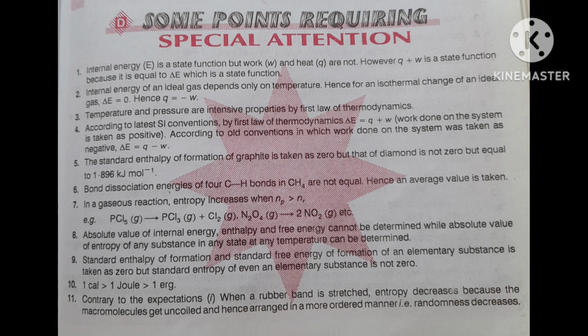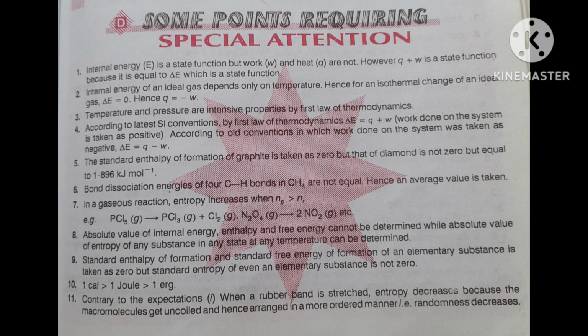According to the old conventions, in which work done on the system was taken as negative, delta E is equal to Q minus W. This is according to the old conventions. But according to the new conventions, delta E is equal to Q plus W.